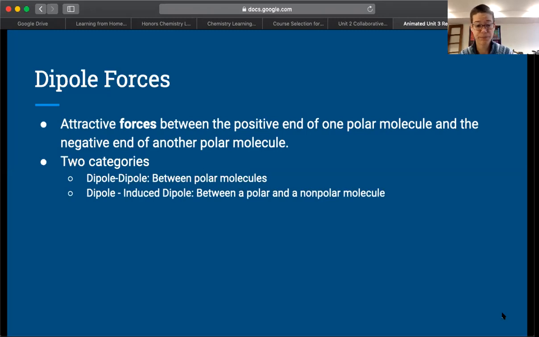Polar molecules. We're always talking about attraction because we've got a partial positive and a partial negative.